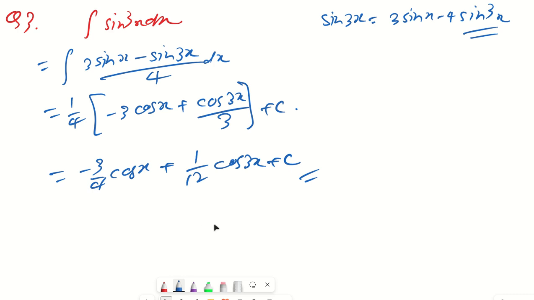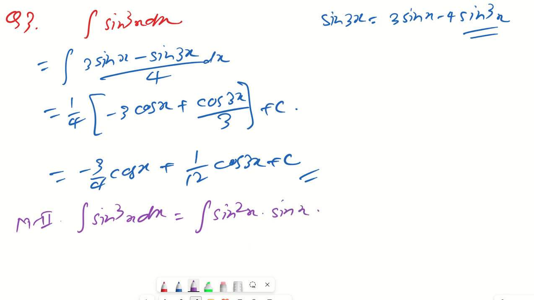Why don't we do one thing? We will solve the same question by one more method. Let us say method 2. So method 2, what it can be? We have sine cube x dx. So can I write it down like integration of sine square x into sine x dx, right?